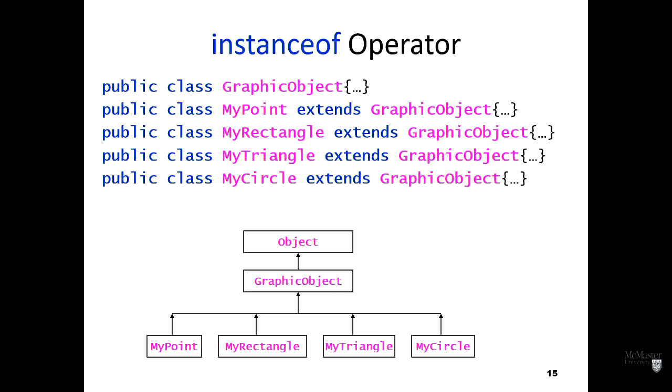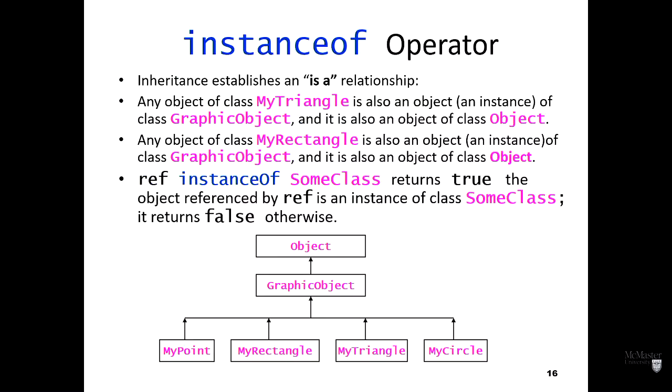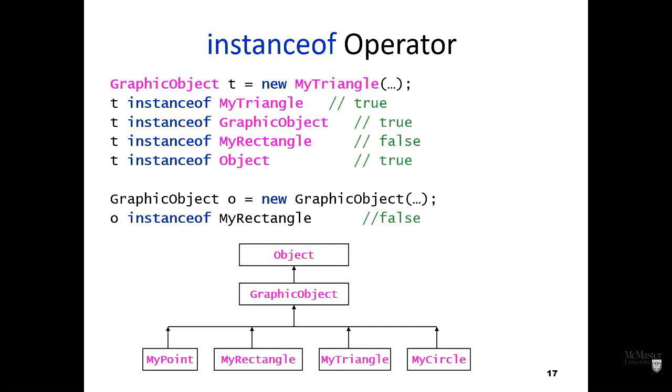So all these are extending this. And as I said, graphic object is also a child of object by default. And I already said this, any object of this type is also of graphic object type. So if you now create a t variable of type graphic object, and then you assign it to be my triangle, t is an instance of my triangle. True, right? Because what do we do in this line?